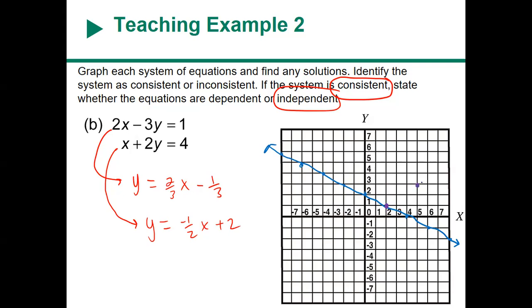1, 2, 3. Rise 2, run 3. And reverse, fall 2, crawl 3. Fall 2, and 1, 2, 3. Okay. So now, like I said, this is a consistent independent system, and there's one point of intersection, and that one point of intersection is my solution, which is (2, 1).